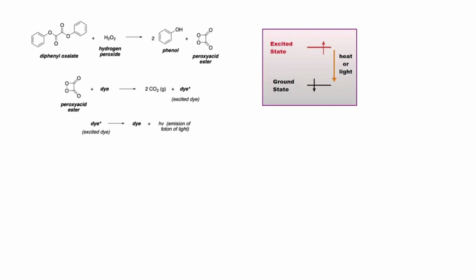I hope you understand the mechanism here. When that peroxy acid ester breaks down, the extra energy is transferred to the dye, which gets to the excited state, and then it goes back to the ground state, and ultimately h nu means photon energy, or light. So it releases the light as a photon.